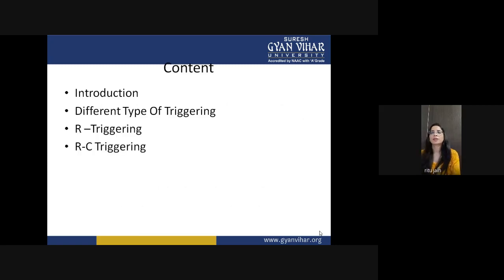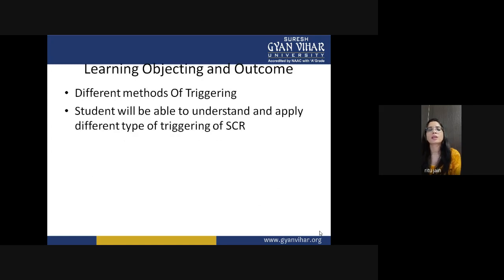So these are the contents of this lecture: introduction, different types of triggering, R triggering and RC triggering, which is very important. In this lecture, the student will be able to understand different methods of triggering. And after this lecture, the student will be able to understand which triggering must be applied and what are the advantages and disadvantages of the different triggering methods of SCR.